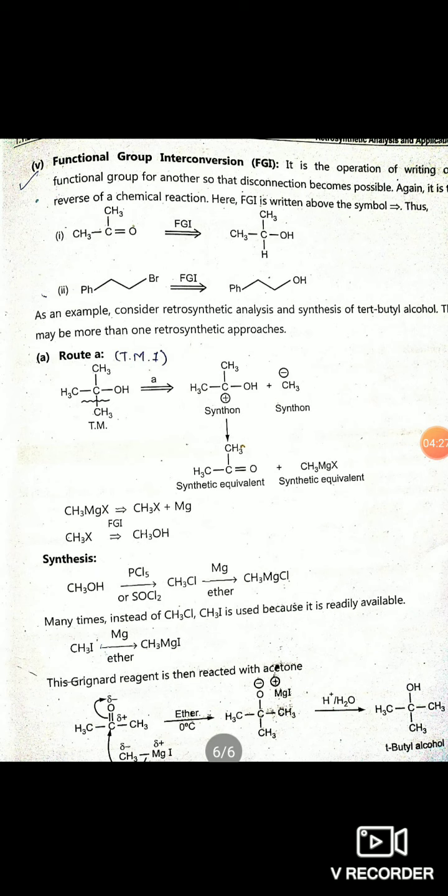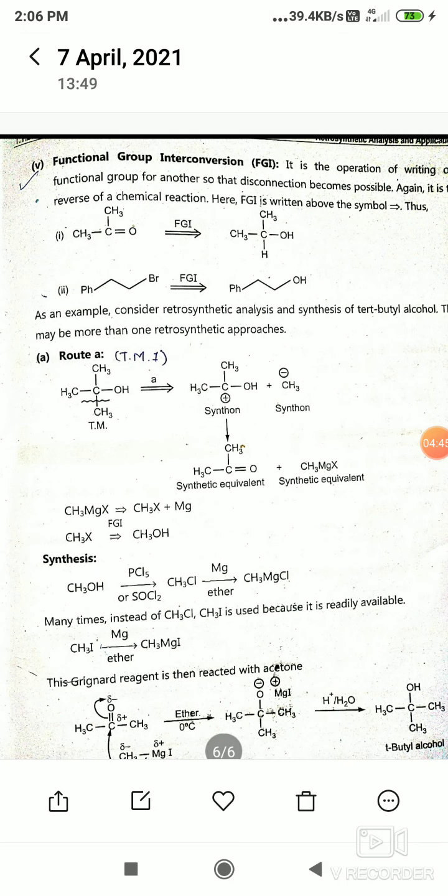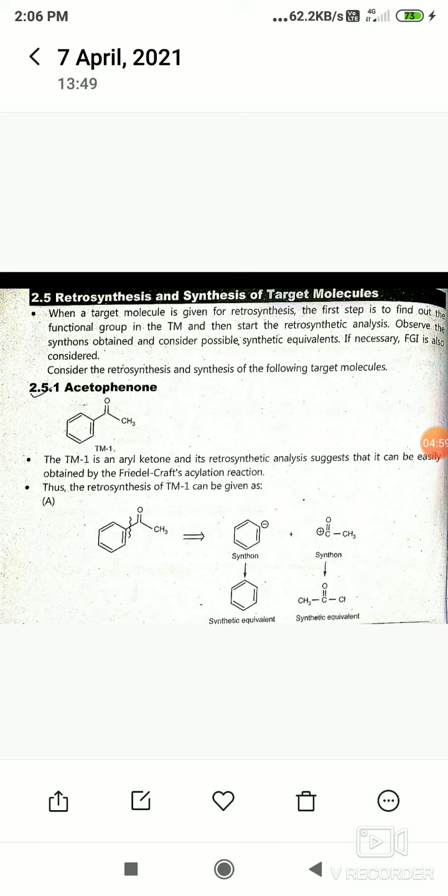Acetone reacts with CH3MgX. In CH3MgX, the CH3 is negative and MgX is positive. This negative alkyl group attacks the carbonyl carbon, then the carbon oxygen pi bond is broken, and then the formation of negative charge on oxygen. Then after hydrolysis, this negative charge abstracts hydrogen, then the formation of tertiary butyl alcohol as a product. This is a functional group interconversion.